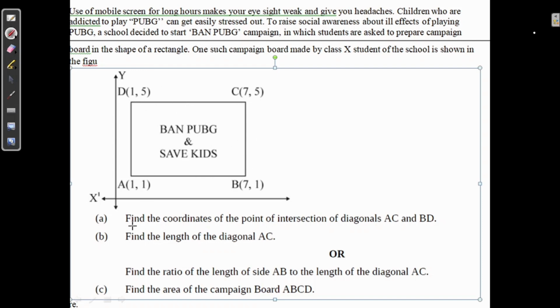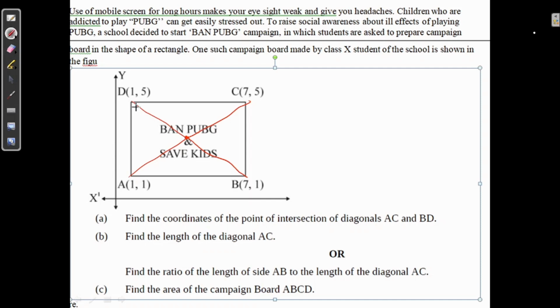First problem. Find the coordinate of point of intersection of diagonal AC and BD. Okay, let us do with red color. So this is point A. Find the coordinate of point of intersection diagonal AC and BD. This is diagonal AC and this is diagonal BD. They are saying I need this point. Now how to find this point?